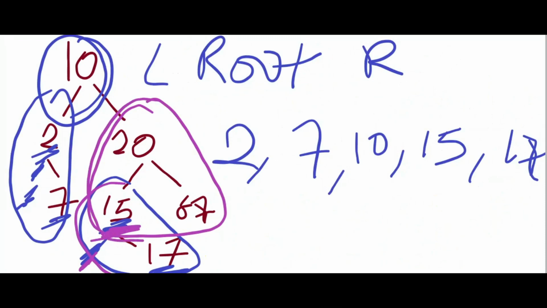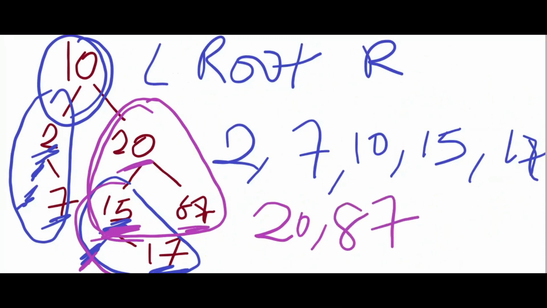So if we traverse the subtree, the next value to be printed is 20, and then we can go over to 87. If 87 had a subtree, we would have traversed the entire subtree of 87. This is going to be the values that we get for inorder traversal. So let's look at the code quickly.